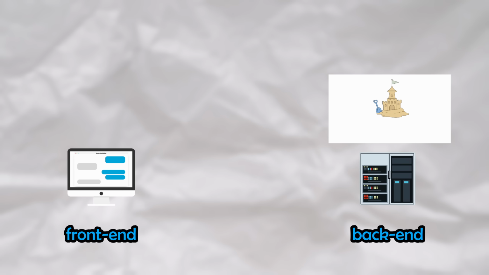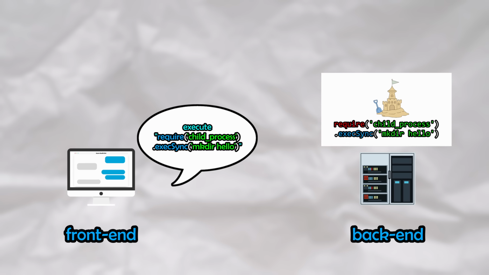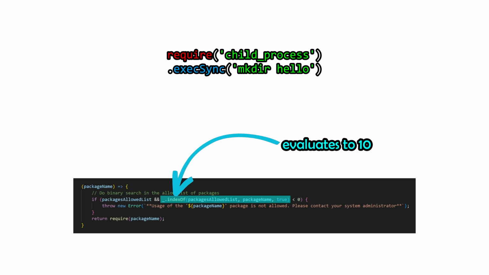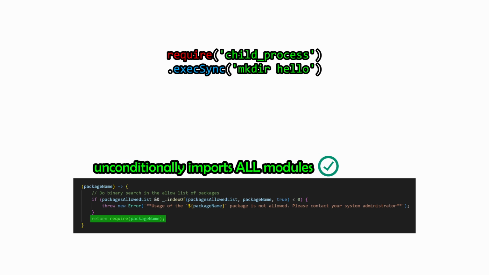Turning back to the start, let's see what would happen if we now try to import the child process module to execute shell commands. When the custom require function receives child process as the package name, it will check if it's a whitelisted module. Of course, we know that underscore dot indexOf is now going to return the integer 10, which will always be greater than 0. This means that this entire segment will always evaluate to false, resulting in the entire if statement evaluating to false, skipping over the error condition entirely, leading to importing the requested module without actually checking if it's whitelisted.